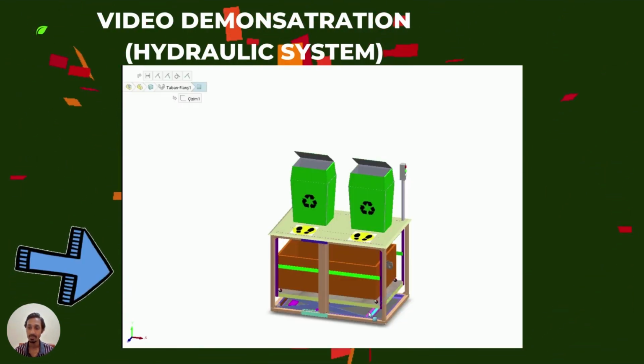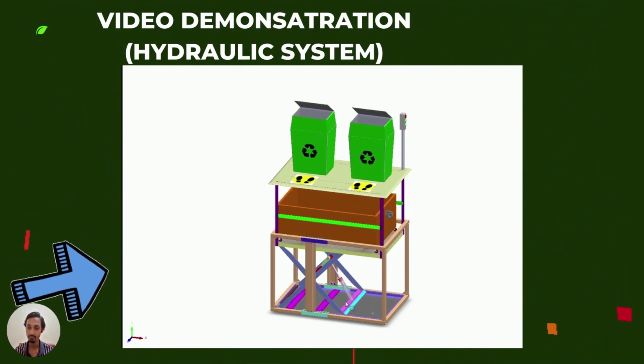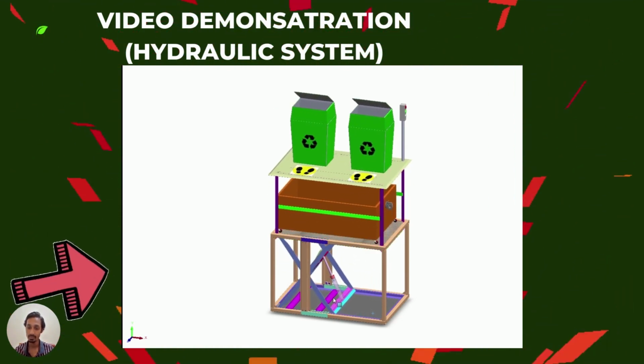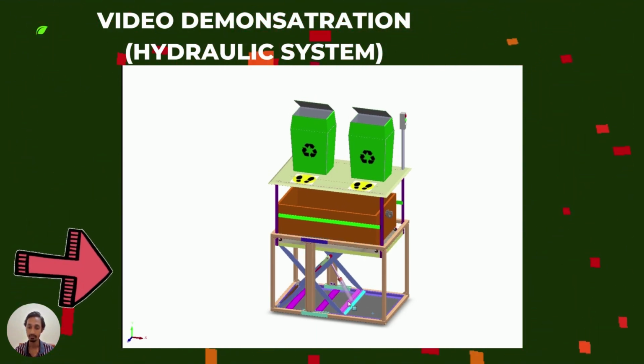This is a simple demonstration of our trash collecting system using the SolidWorks software. First, when the truck comes to collect the trash from the roll-off container, the trash collector must press the lift up button to lift up the roll-off container from the underground to ground level.